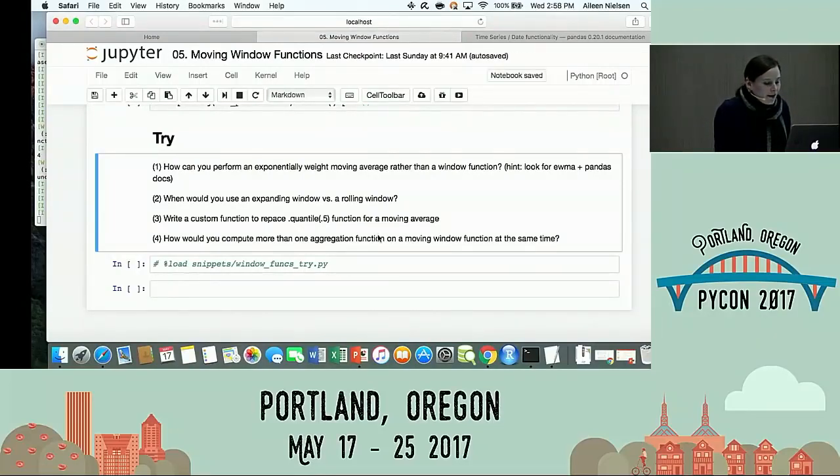And fourth, think about how you would compute more than one aggregation function on a moving window. So let's say you wanted to take both the mean and the median and maybe the sum. How would you do that all in one line of code to keep your code nice and simple and clean? So go ahead and work on those.